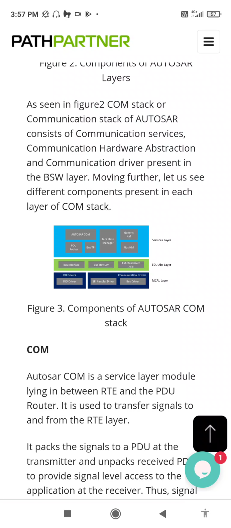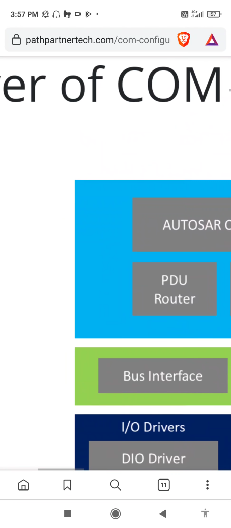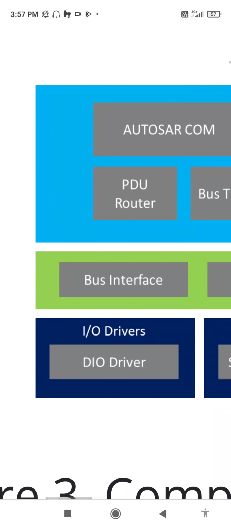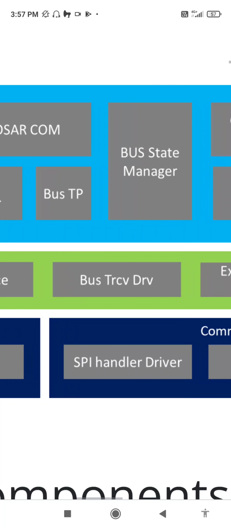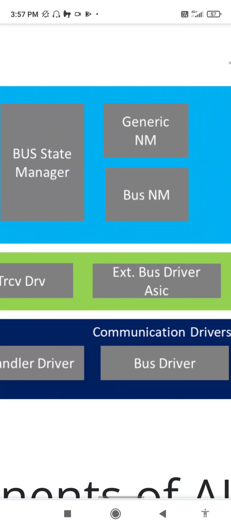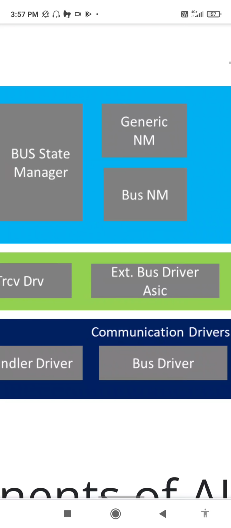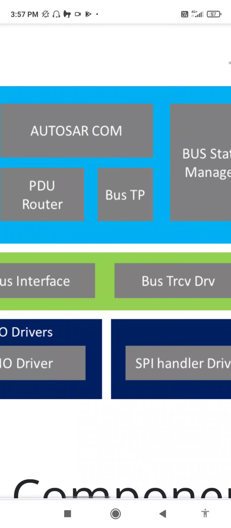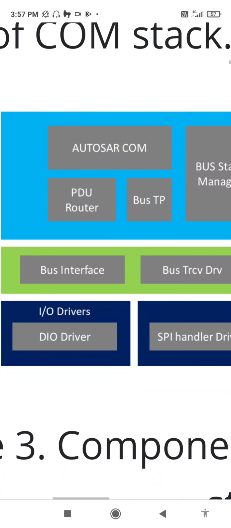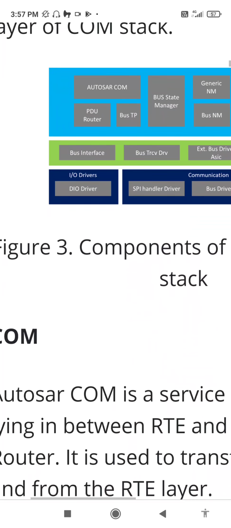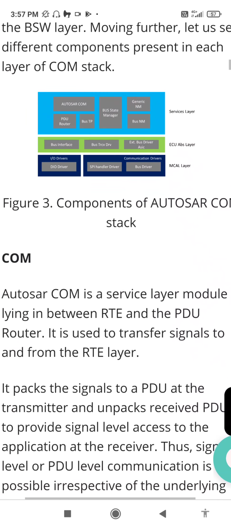Figure 3. Components of AUTOSAR COM stack. COM. AUTOSAR COM is a service layer module lying in between RTE and the Pdu router. It is used to transfer signals to and from the RTE layer. It packs the signals to a PDU at the transmitter and unpacks received PDU to provide signal level access to the application at the receiver. Thus, signal level or PDU level communication is possible irrespective of the underlying protocol.